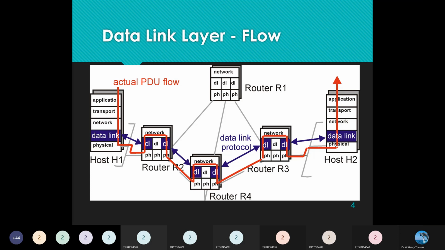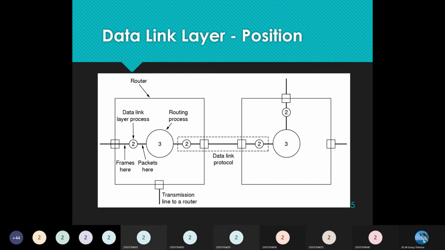Now let us see the position of the data link layer. This is the position of the data link layer. The frames from the data links, this 2 and 3, where 2 is the data link layer process that happens. Okay, this is a router.